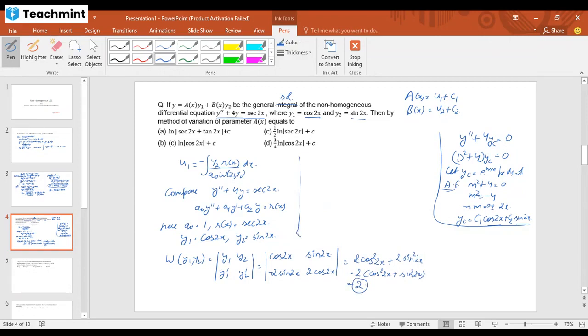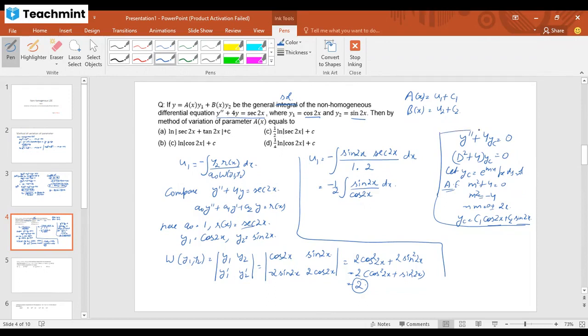So if we substitute these values in the formula of u1, what is the value of u1? This is minus of y2. Y2 is sin 2x into Rx. What is Rx? Rx is secant 2x. What is a naught? A naught is 1. And what is the Wronskian? The Wronskian is 2. So basically this is minus 1 by 2, which is common, integral of sin 2x upon cos 2x dx.